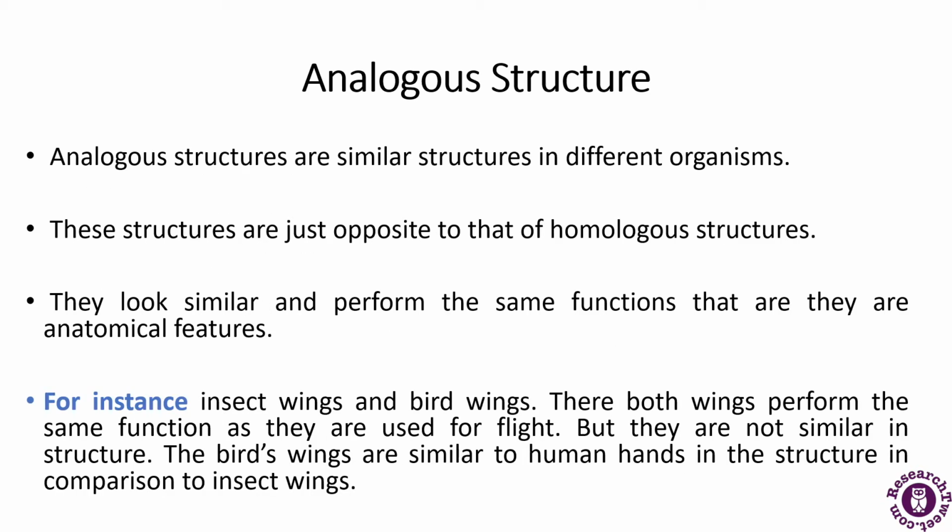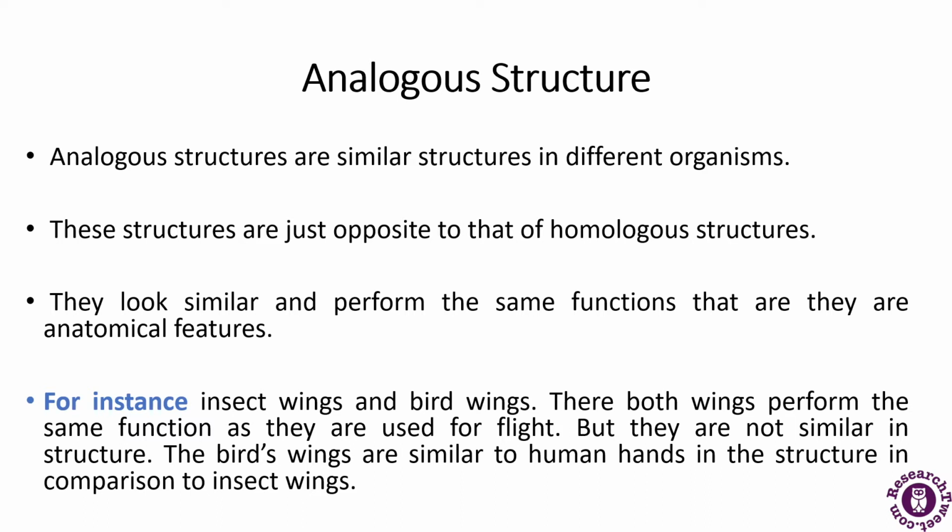Now, analogous structures are similar structures in different organisms. These kinds of structures are just the opposite of homologous structures. They are not as similar as homologous structures, but a little different. They look similar and perform the same functions; these are anatomical features.